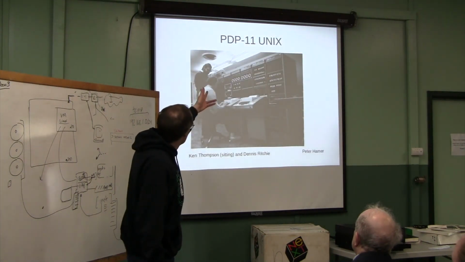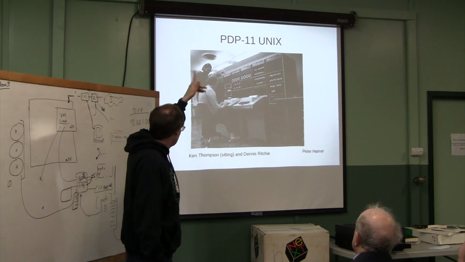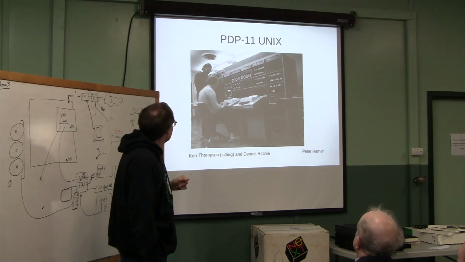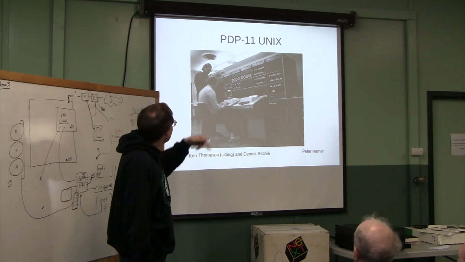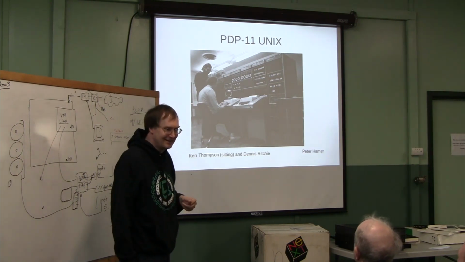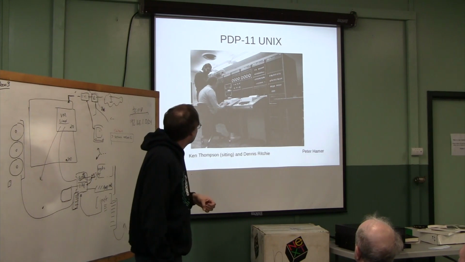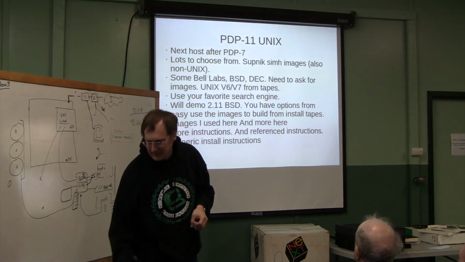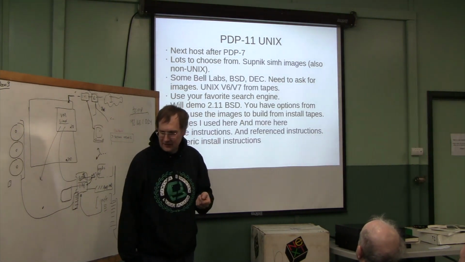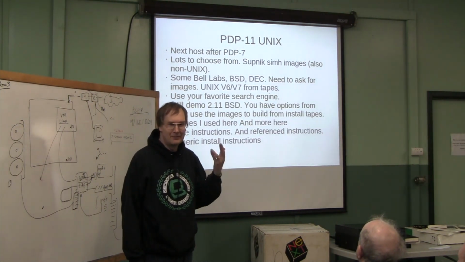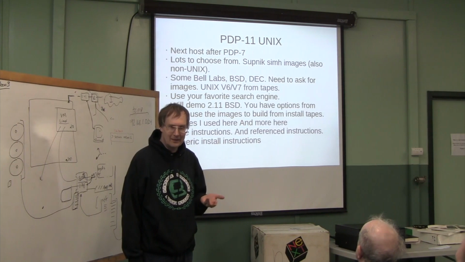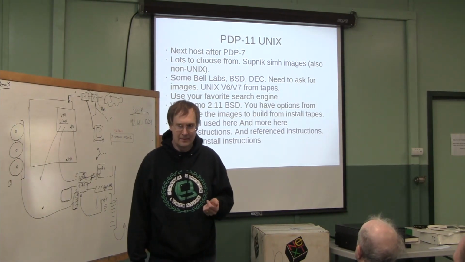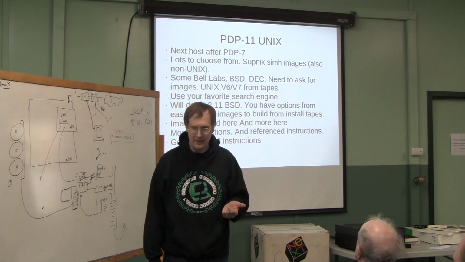Okay, so next, PDP-11 Unix. And this is a real photo, properly staged, this is not all sorts of stuff piled around. So this was the next host for Unix after PDP-7. PDP-7 was really a pretty limited machine, which limited what they could do with it. So moving to a PDP-11 gave room for the operating system to grow.